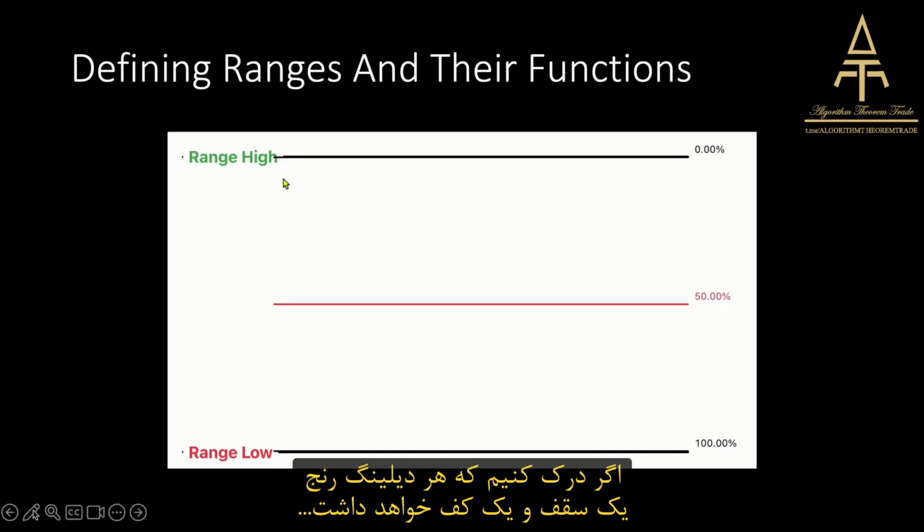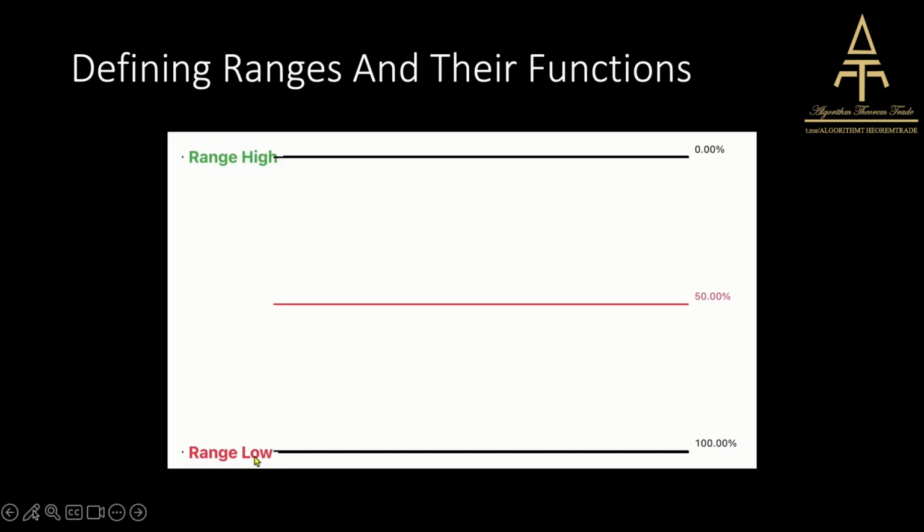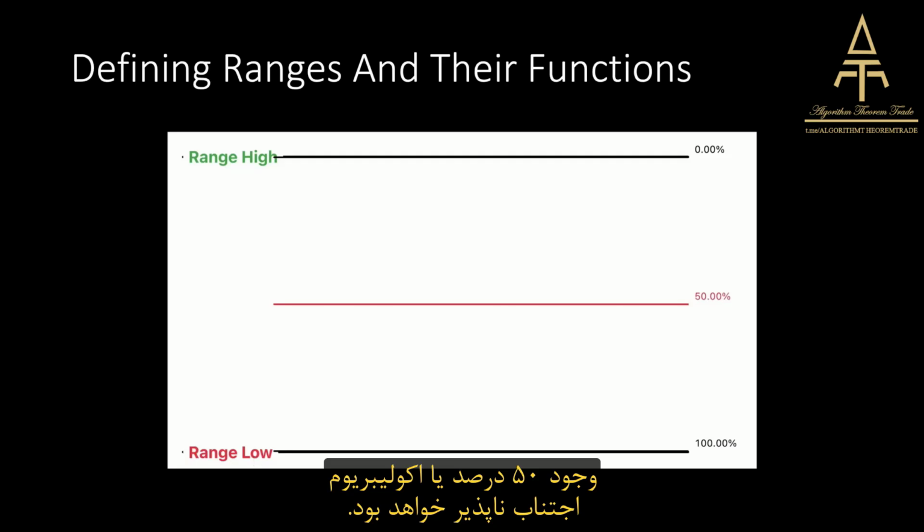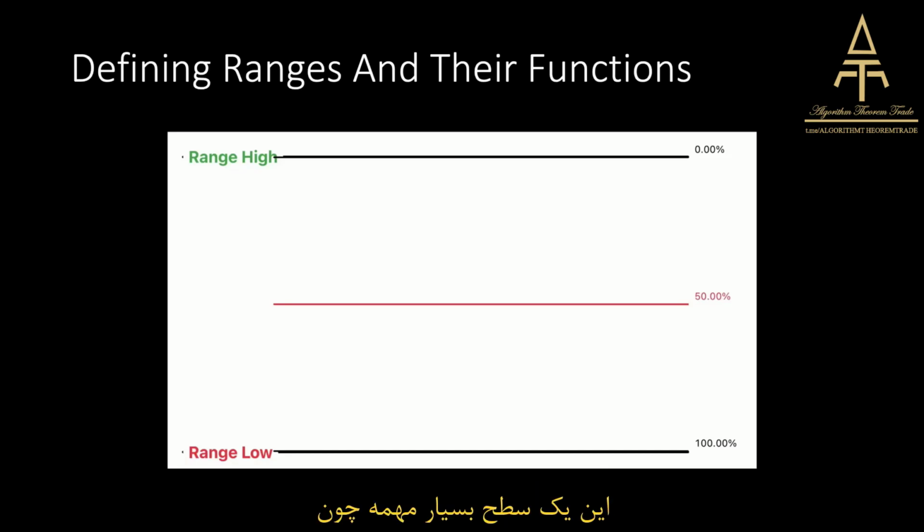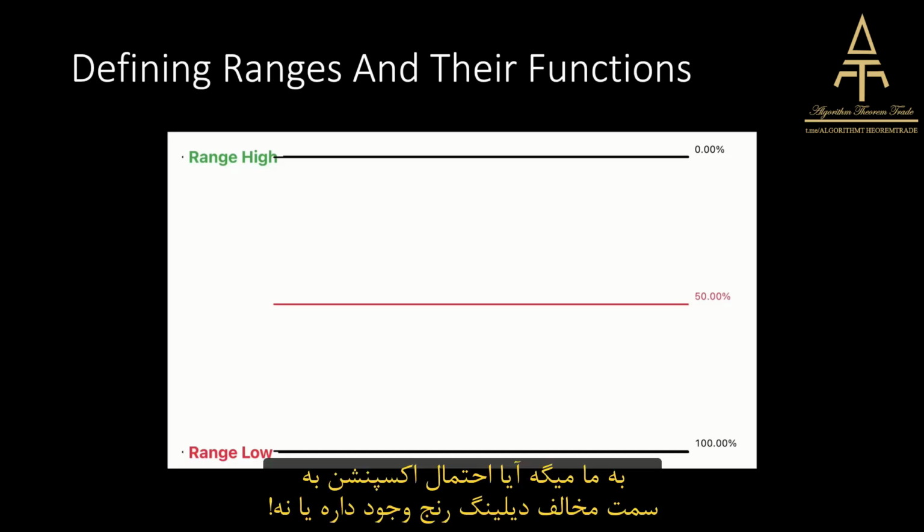Because if we understand that every single dealing range has a range high and a range low, we should also understand that every single range therefore has a middle point, 50%. This is what we call equilibrium. This is a crucial reference point within the current dealing range because it tells us whether or not price is likely to expand towards the opposite side of the range when price gets to that price level.